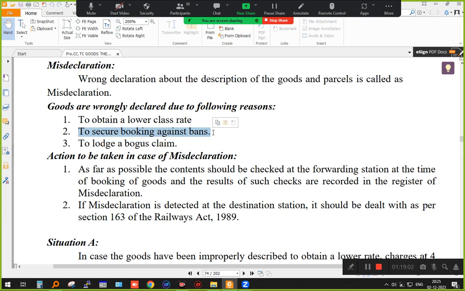Against the ban, if you want to transport a commodity, then they may declare the commodity as something else which is permitted so that we carry. Unfortunately, the package will contain something which is not permitted. To lodge a bogus claim, that means he will give us a box of sand and tell, I'll come after 10 days, this contains gold coins, you keep it. After 10 days you come and ask, give me my gold coins. You open that and see, lo and behold, there is only sand there. You tell, I gave you gold coins, where is my gold coin? You give the money. Like that, bogus claim. To prevent such bogus claims, we are asking that the declaration should be given.